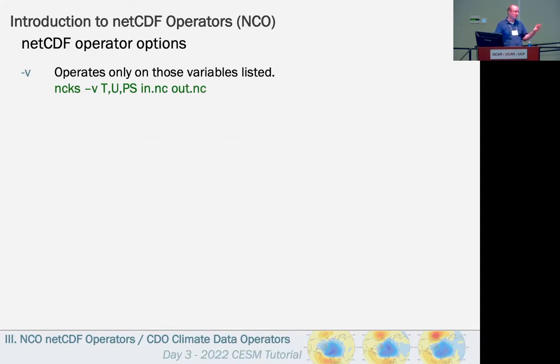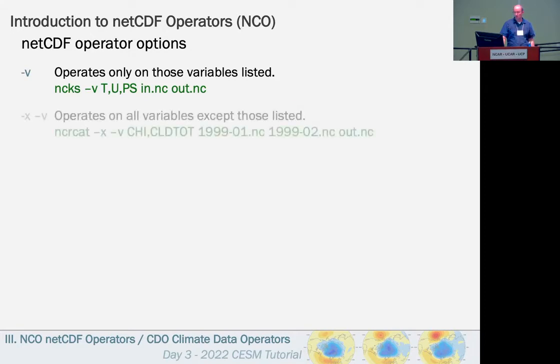And then some general flags. So -v for any of these operations will operate only on the variables listed. So again, NCKS says pull out TU and surface pressure. If you do -x -v, then it does the opposite. Pull everything except the variables I list. So in this case, give me everything except chi and cloud tote.